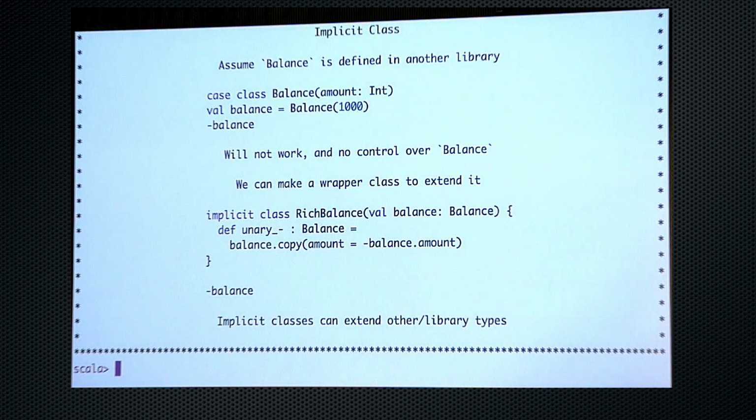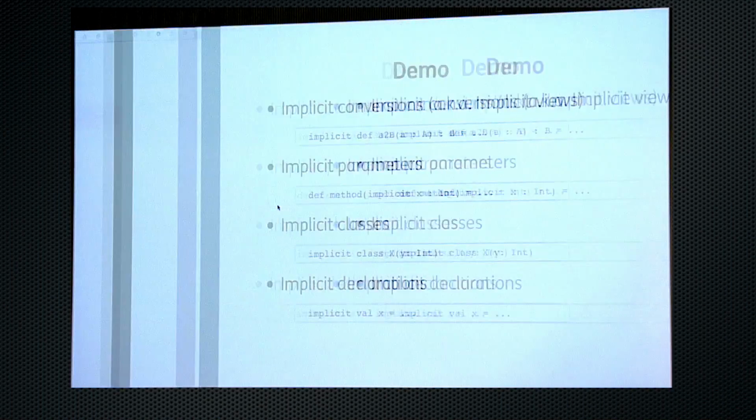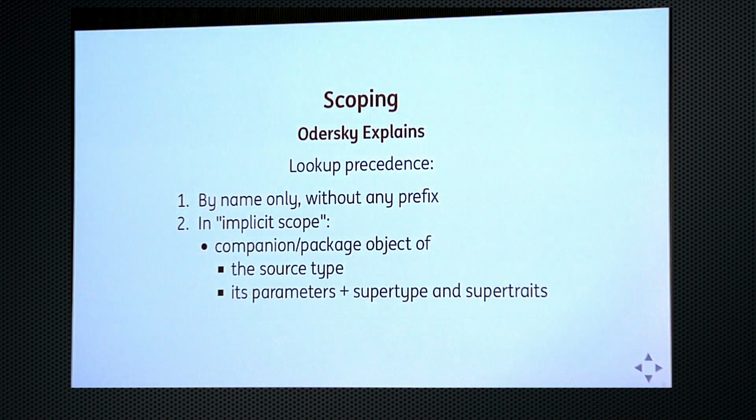So in this case, implicit class is used to extend a library, basically. And these are very simple examples. They can, of course, become more involved with more complex types. Okay, let's go back to the slides for now. Okay, so we saw some examples here of implicits, but how are those implicits resolved?